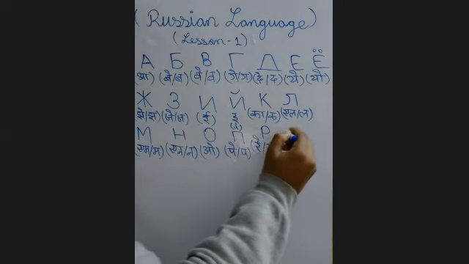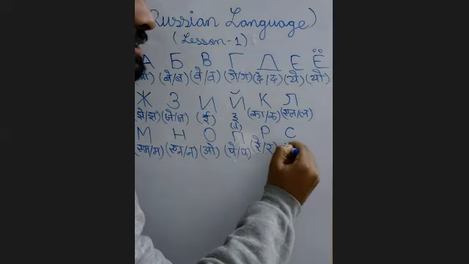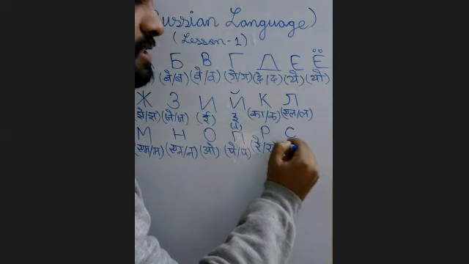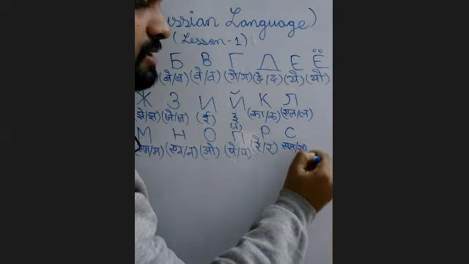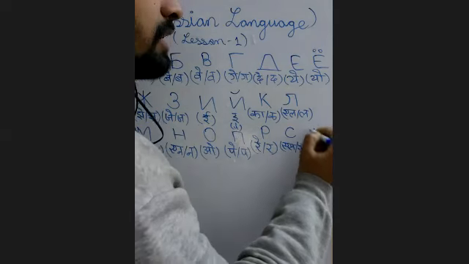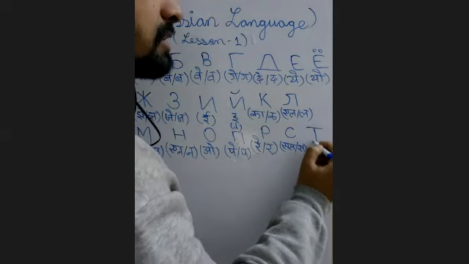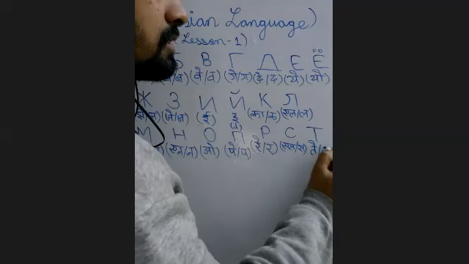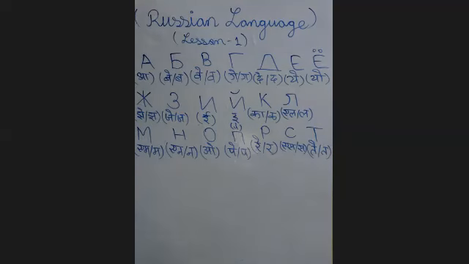And then we have the next letter, and this is S. It sounds like English S. Then we have the next letter, Te or Th. This sounds like Te or Th.